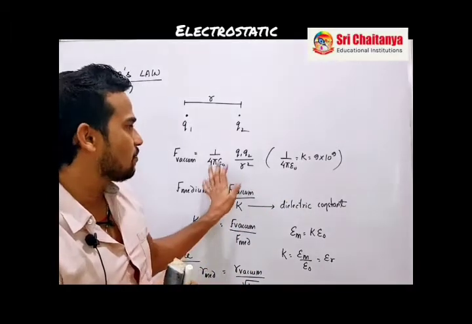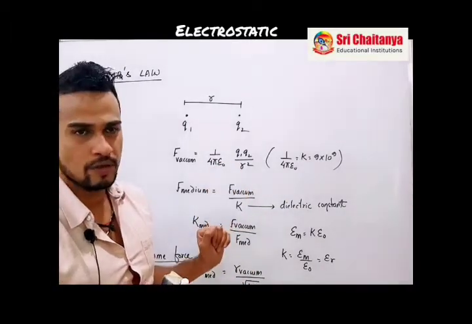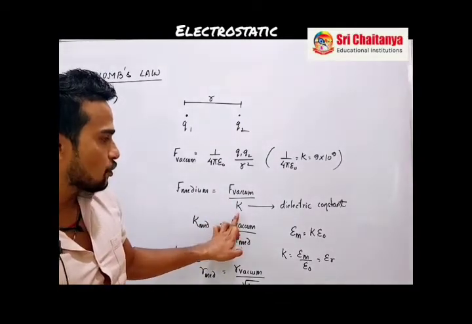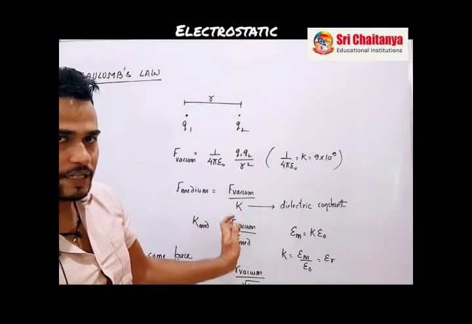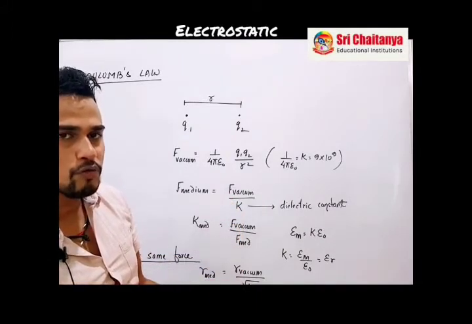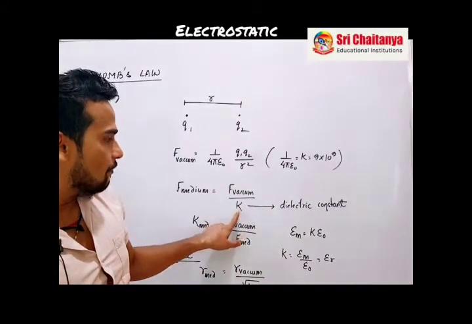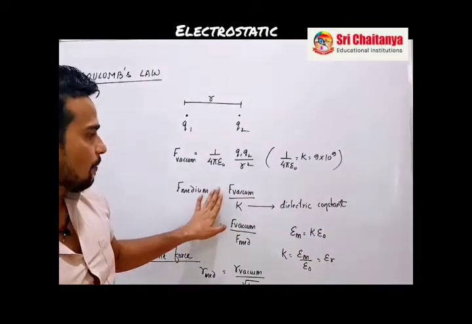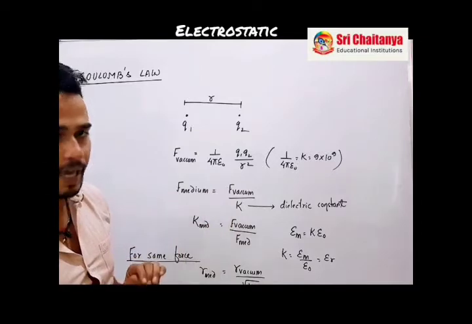So net interaction between the charges will be reduced. So value of force between them will be reduced. So the factor by which force reduces when you take a charge from vacuum to a medium, that factor is known as dielectric constant. So F in a medium will be equal to F in vacuum by K.